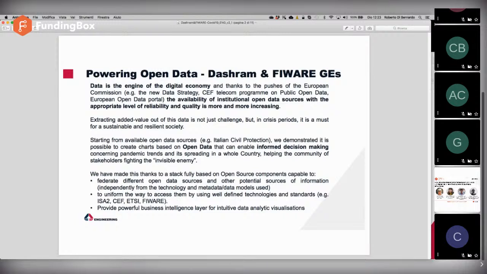Well, the answer after this exercise was yes, in the sense that there are now several pushes from the European Commission to have more and more open data sources with the right quality. So extracting value out of it as much as possible is a must for us. What I'm going to present here is just a quick overview of a potential stack of open source solutions, mainly FIWARE generic enablers, that can allow an informed decision-making process thanks to open data.